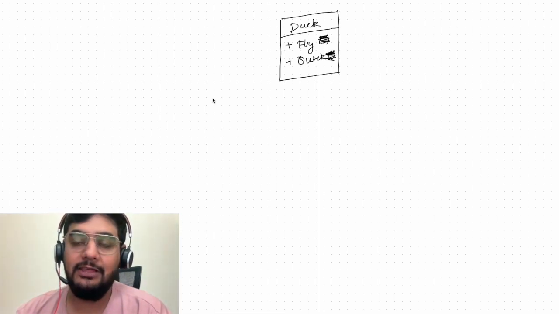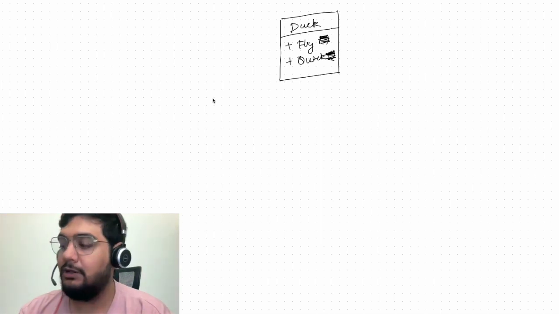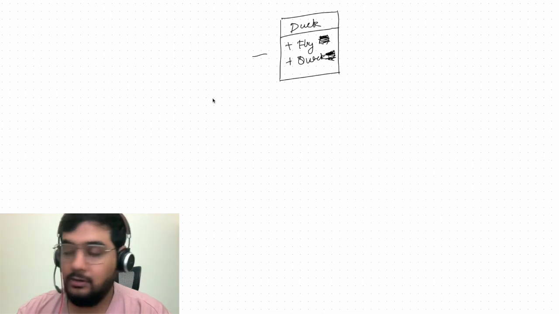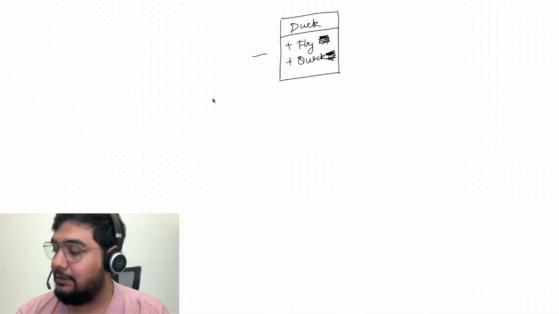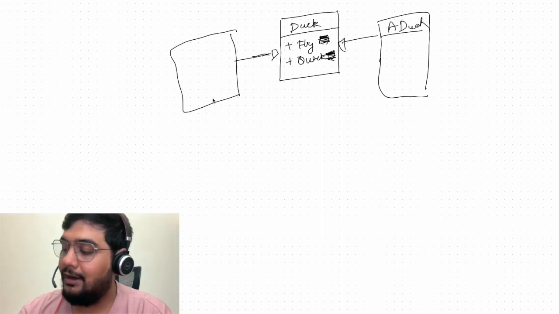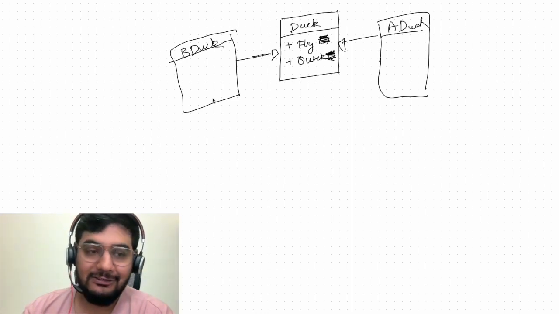When I say behavior, these are the properties of this particular duck class or duck interface. Now I will have multiple ducks that are extending or inheriting this class. So let's say we have a duck, and then comes the B duck. The position of these ducks may change, but I don't think the functionality will change.